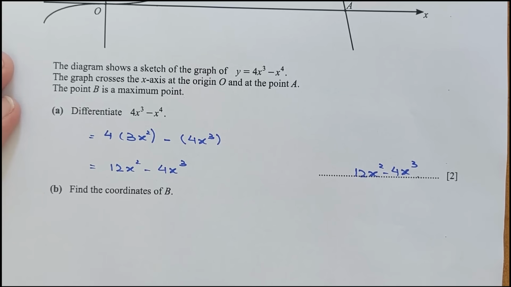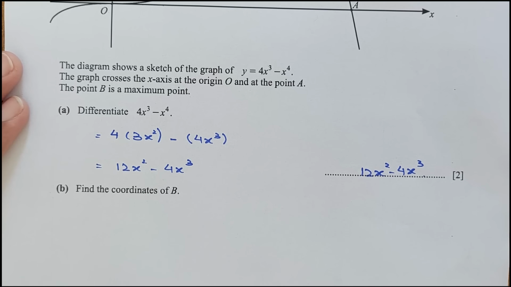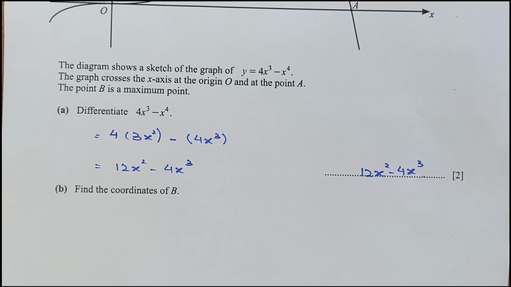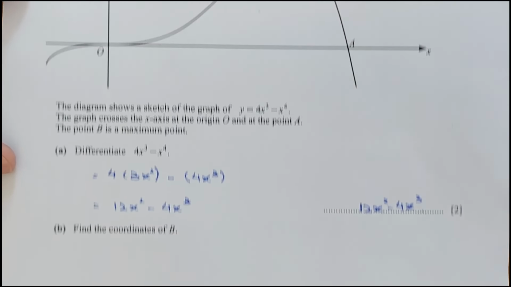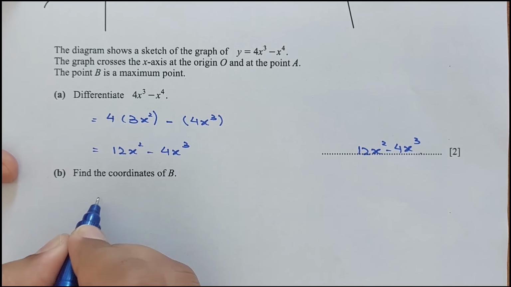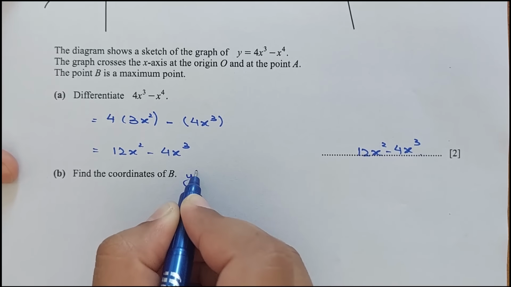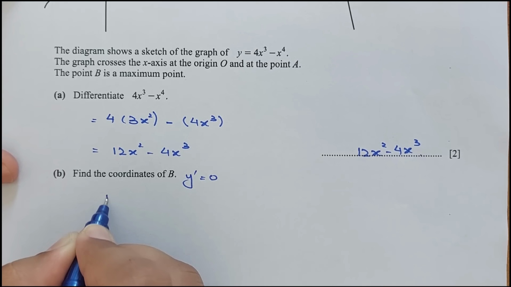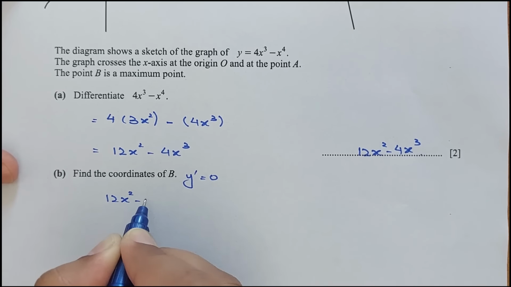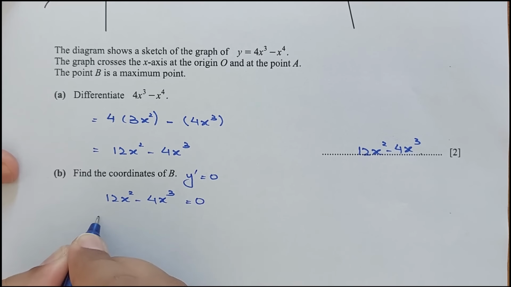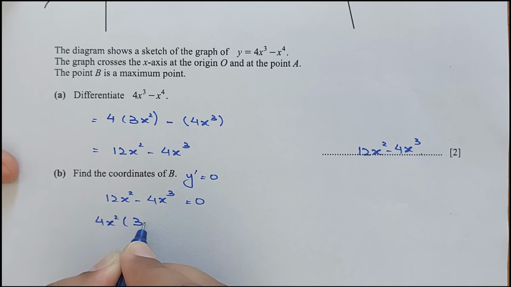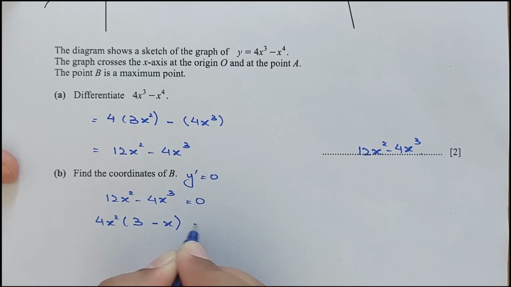All right. Now for part B, find the coordinates of B. Since B is the maximum point of the curve, to get the maximum point, we have to put the first derivative equals to 0. So this is the first derivative. It means y prime should be equal to 0. So 12x square minus 4x cube equals 0. Let me take 4x square common: 4x square times (3 minus x) equals 0.